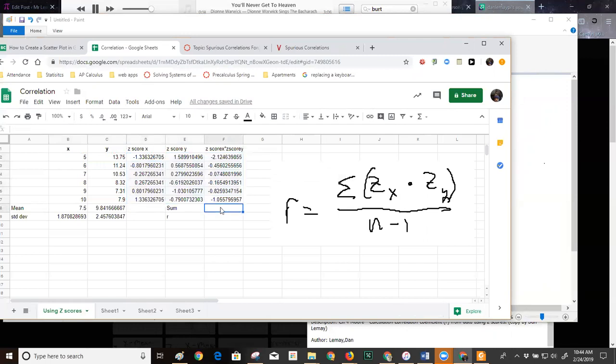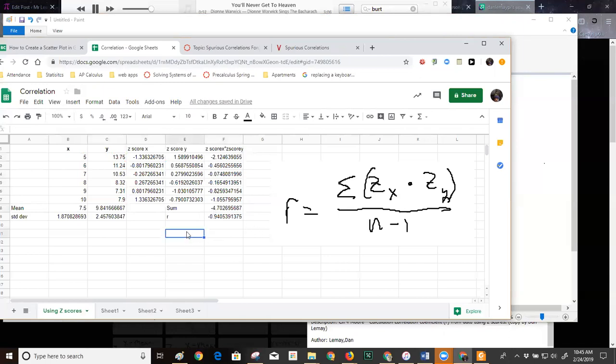And now I need to find the sum. So what this did is this did the standard deviation for the 6, did the standard deviation for the 11.24, and then I multiplied those two z-scores together. Okay, now I'll find the sum of those. So equals sum. And then I've got 6 data pairs, so I'm going to divide that sum by 5, one less, n minus 1. So equals that divided by 5. And there's my correlation.